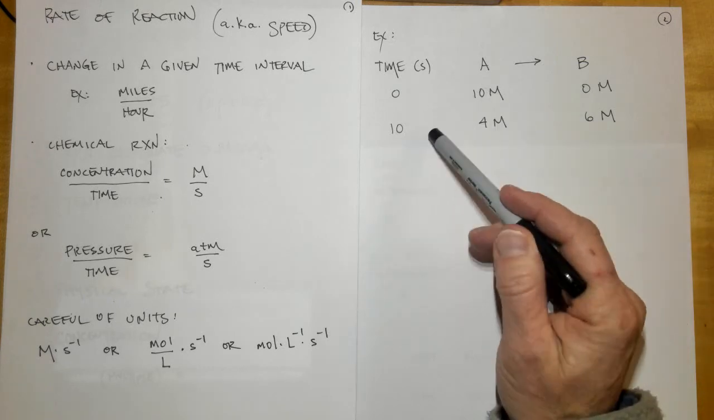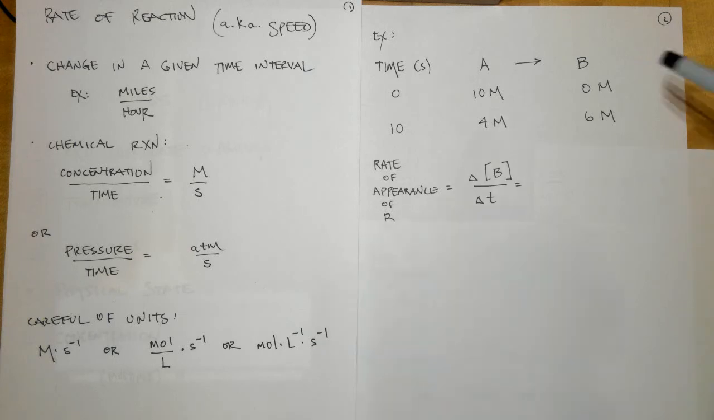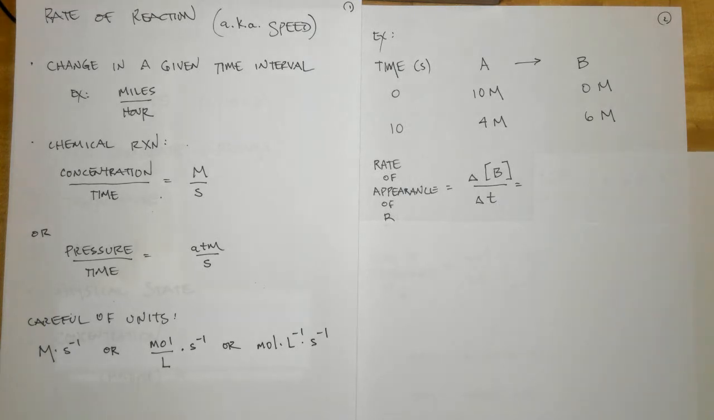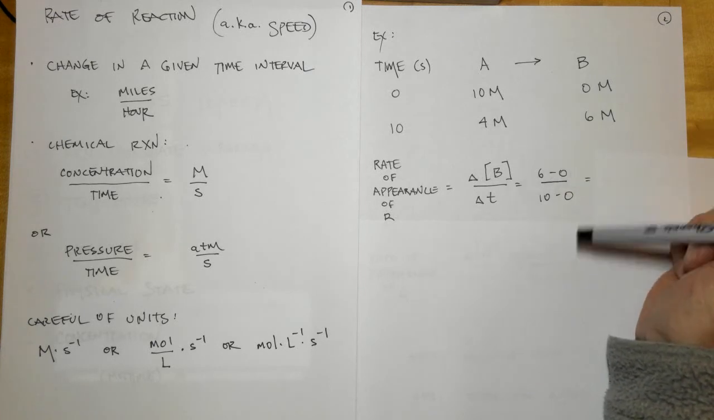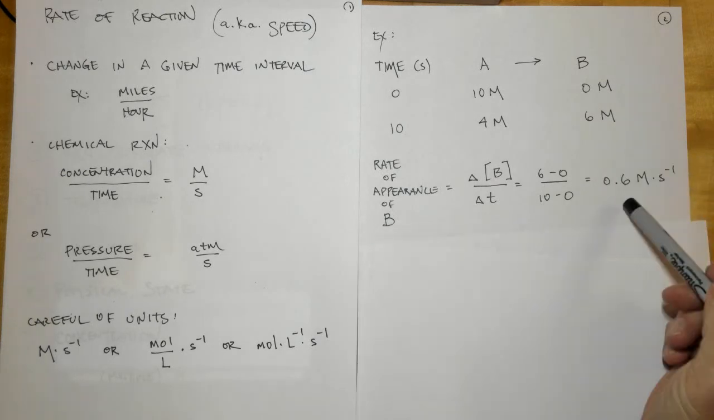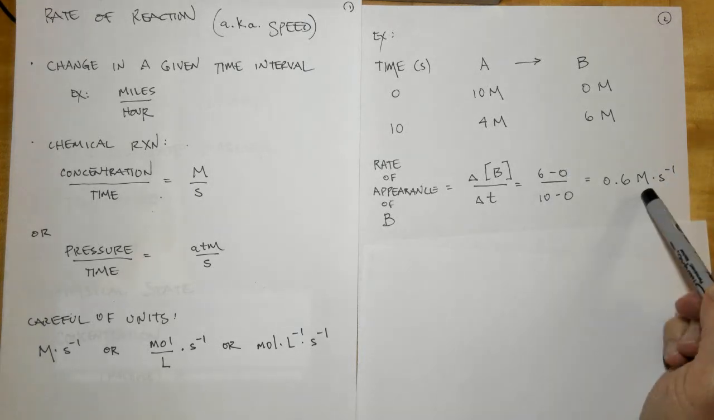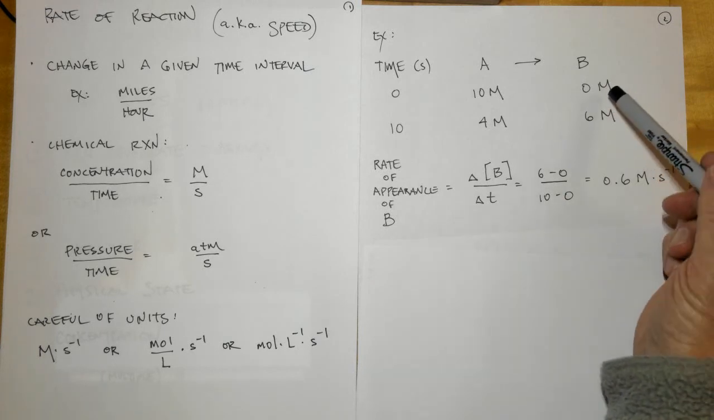So in this 10-second time interval, we can calculate the rate of appearance of product B. And we can calculate this by looking at the change in the concentration of B over the change in time. And the change in the concentration is always the final value minus the initial value. So 6 minus 0, which would be 6, and 10 minus 0, which of course would be 10. So 6 divided by 10 is 0.6. And so we'd put the units of molarity per second, because this would be in molarity and this would be in seconds right here. So that would be our average rate of the appearance of the product, letter B.